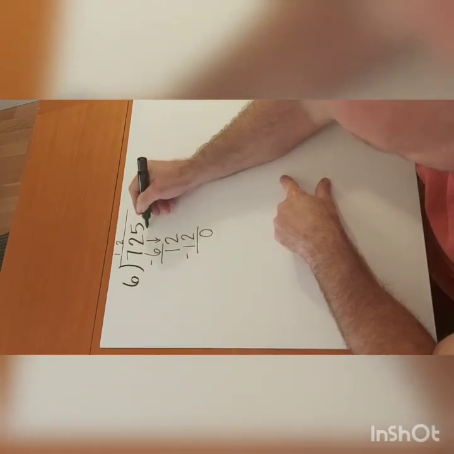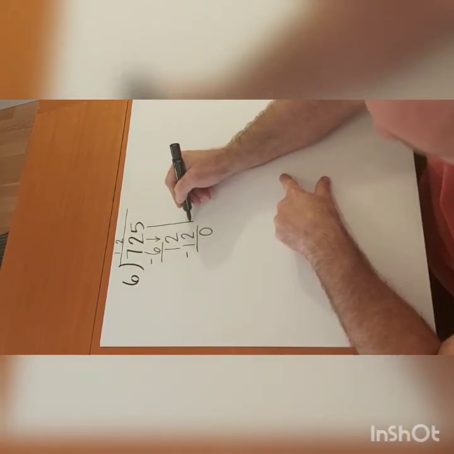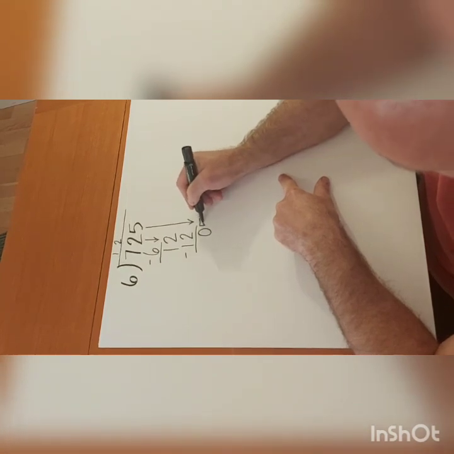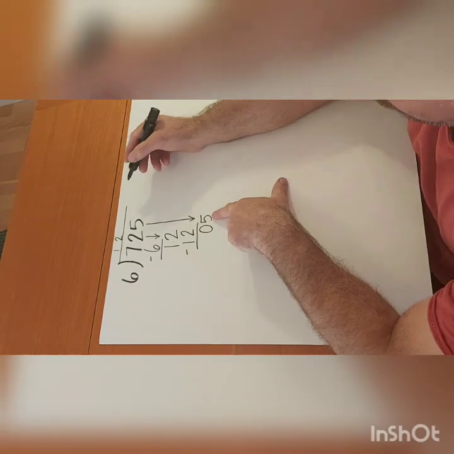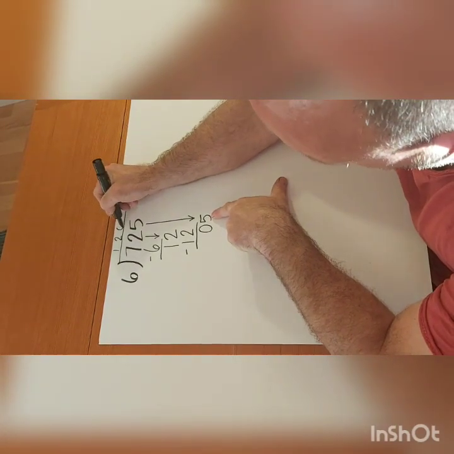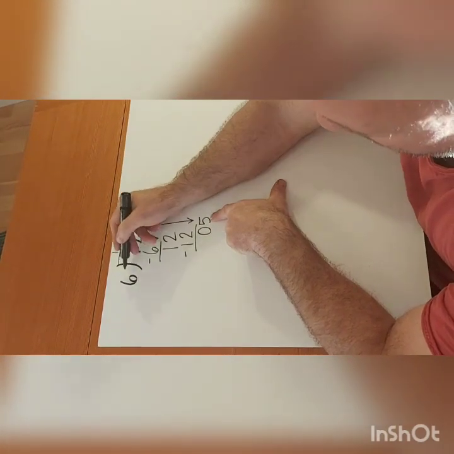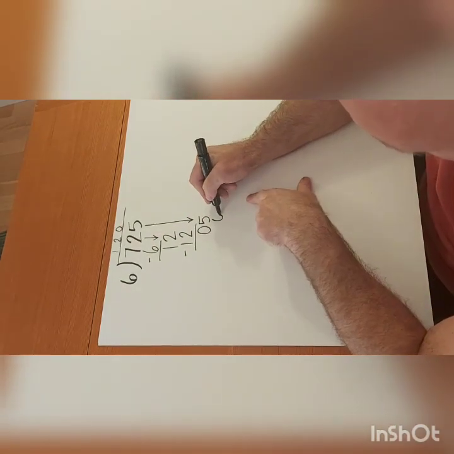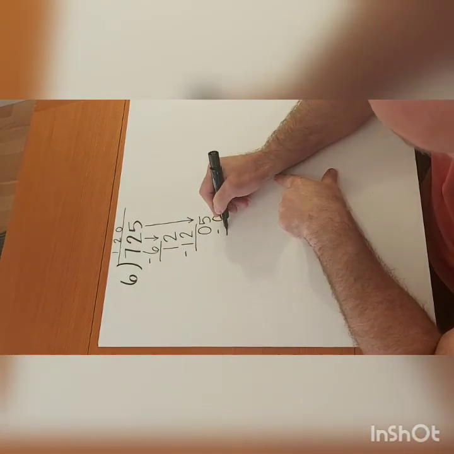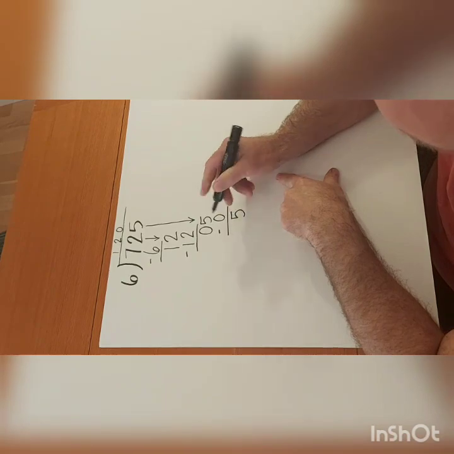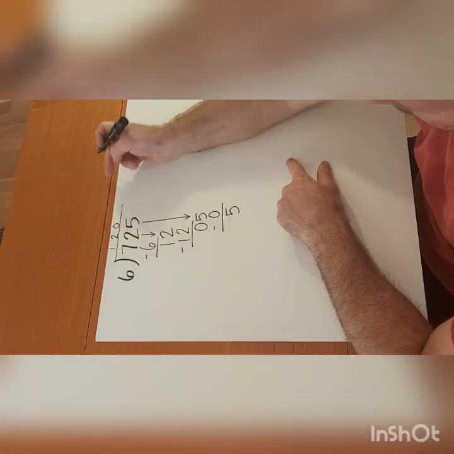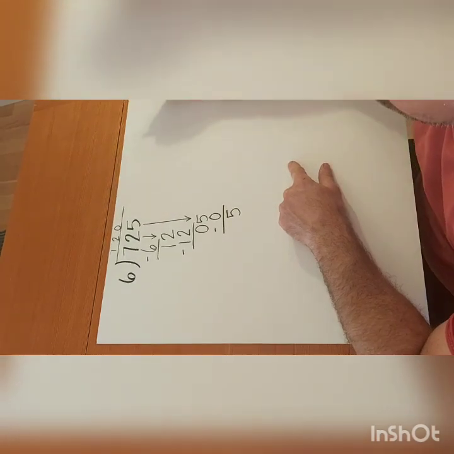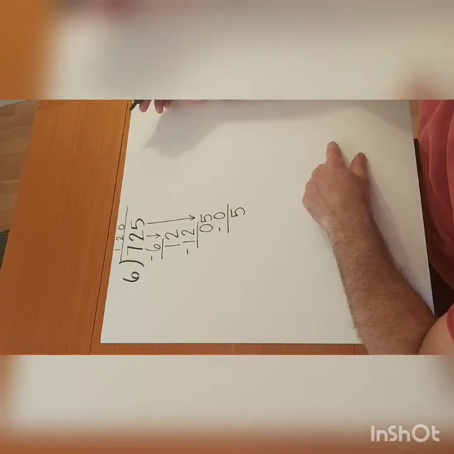My next step is to bring down the 5. We're going to draw a long arrow here, a 5 next door. Dividing 6 into 5, it's not possible. So we're going to write a 0 up above. 0 times 6 is 0. 5 minus 0 is 5. Now, in the past, I would have just said that was my remainder, and I could have written remainder 5 here.